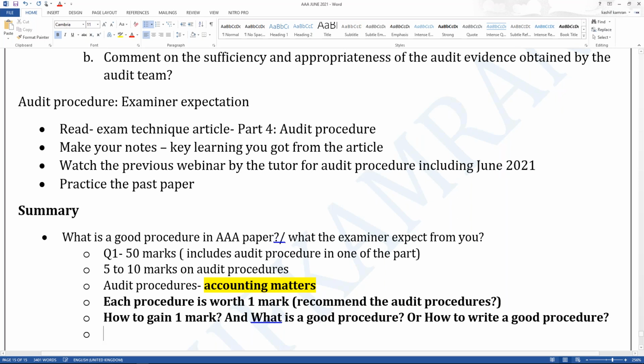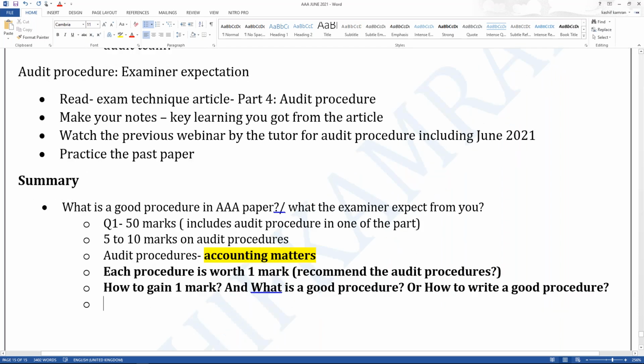Okay, let's get down to how to write a good procedure and gain 1 mark. I hope you're all listening to me, because there is no yes and no from your side in the chat box. My voice is getting through to all of you, and you're understanding what I'm writing on the screen, right? Okay, how to gain 1 mark?